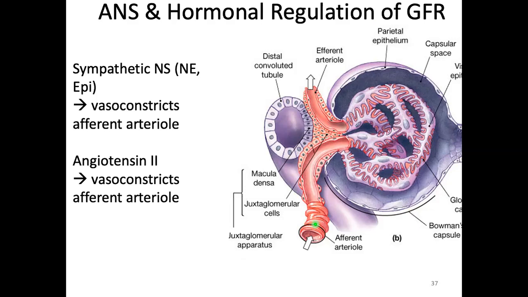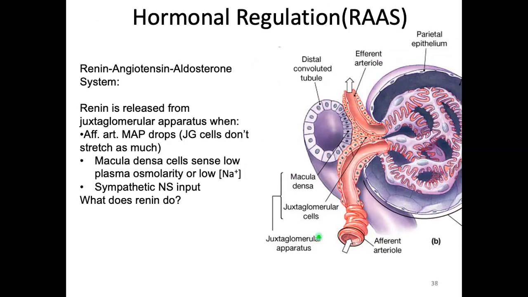The hormone angiotensin 2, and that includes the renin-angiotensin aldosterone pathway, or RAS, right? Angiotensin 2 is going to vasoconstrict that afferent arteriole as well, okay? So those are nervous system neurotransmitters and hormones that constrict glomerular filtration rate.